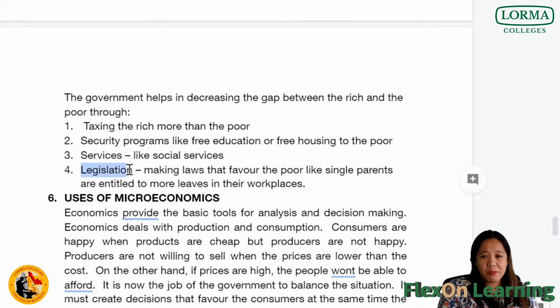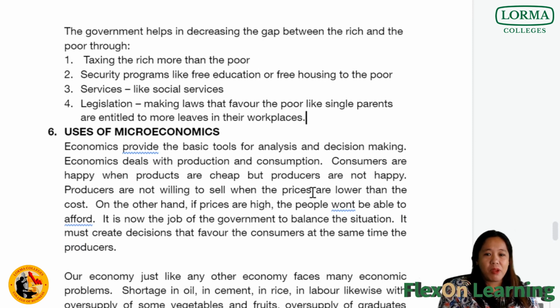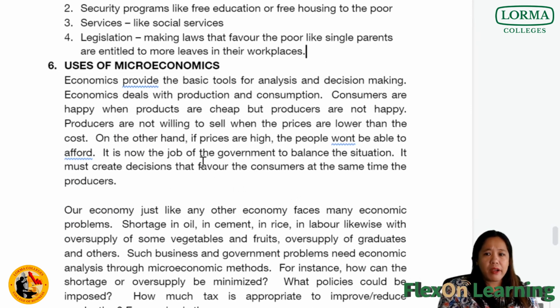Then our government creates this legislation or making of laws that most often favor the poor, like single parents are entitled to more leaves in their workplaces. Okay. Then we have also uses of microeconomics.